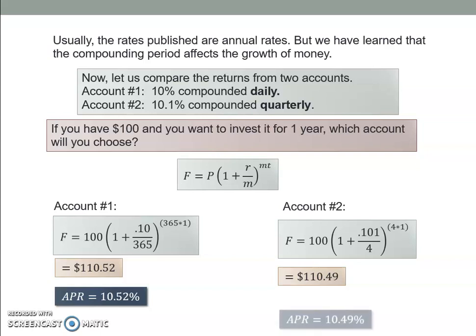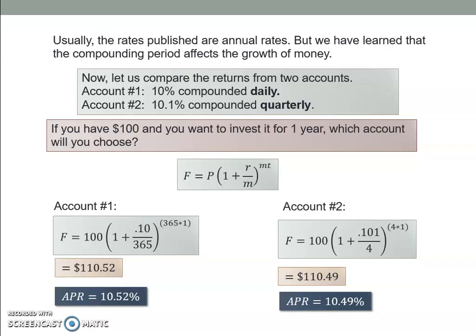On the other hand, for account number 2, the APR is 10.49%. So the moral of the story here, class, is that in your contract it says 10% interest, but really, you're not receiving 10%. You're actually receiving, for account number 1, 10.52%, which is good. So you have an extra 0.5% additional money for your investment.